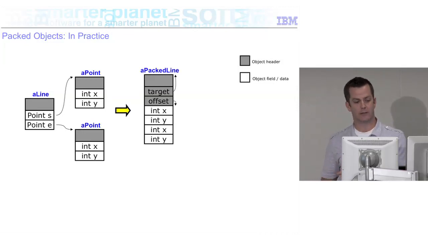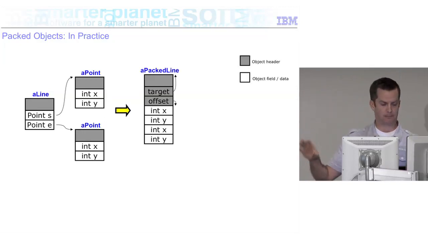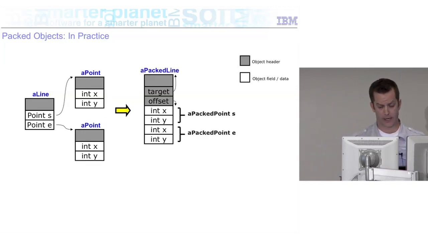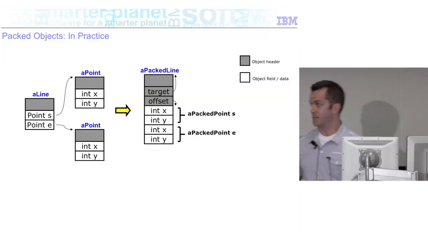Now this is different than standard Java objects. The data is actually embedded directly in it. So how do I access that, right? And there's packed point S, you can see it here, and packed point E. You can see where the data is, but this is a much different representation underneath the covers than what you're used to.